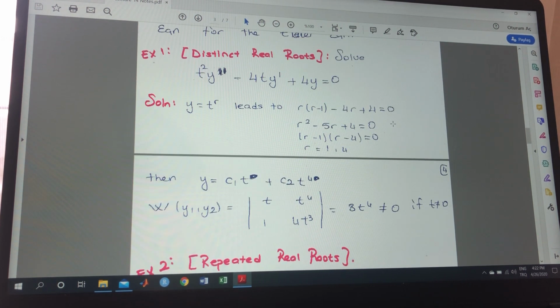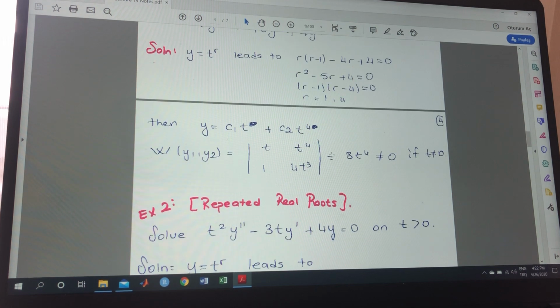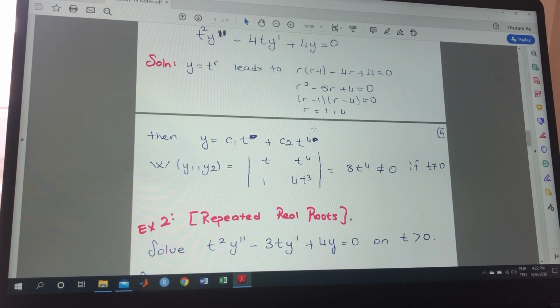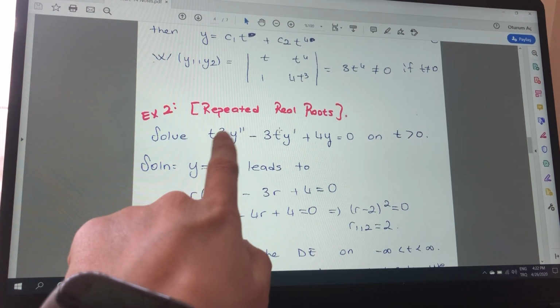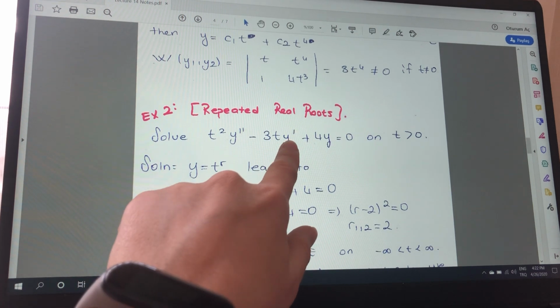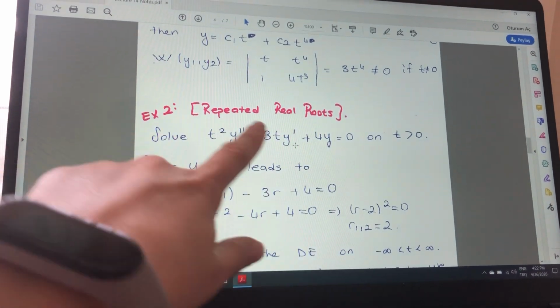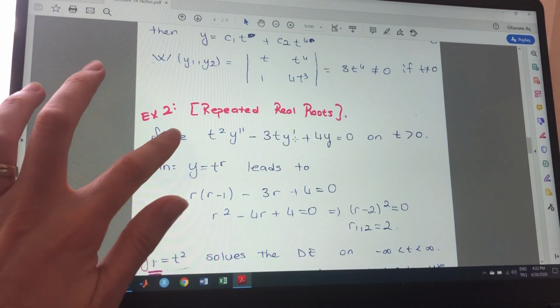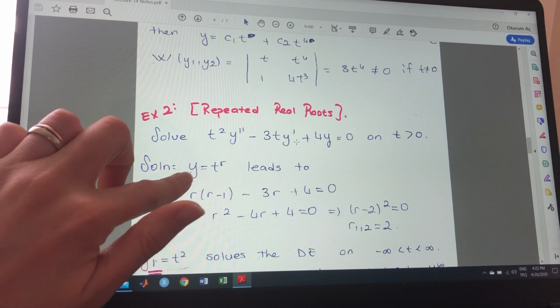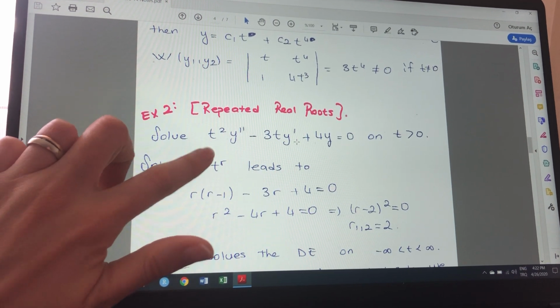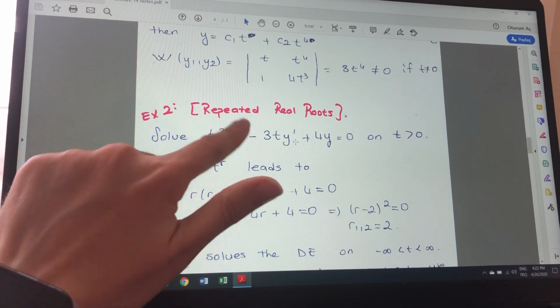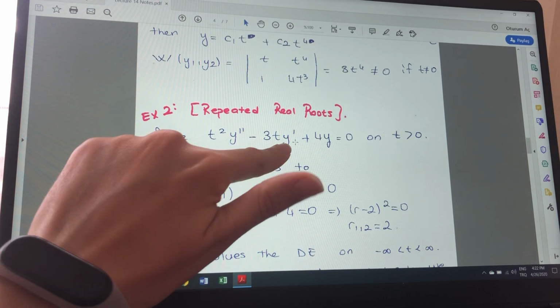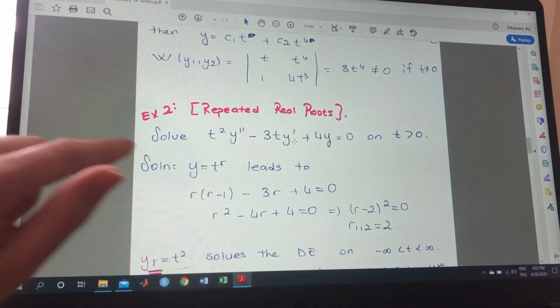And another way is, instead of finding real and distinct roots, we can find real and repeated roots. This is an example for that. Again, a is 1: t^2 y'' minus 3t y' plus 4y. As you can see, t is bigger than 0. And if we let y equal t^r, the characteristic equation will be r times (r minus 1) minus 3r plus 4 equals 0, right?